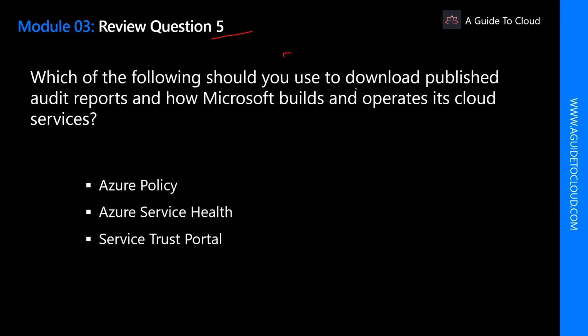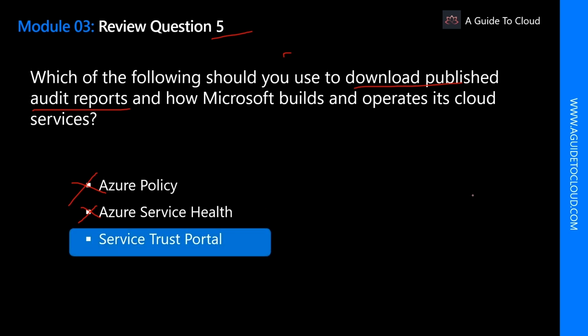So the key word here is you need to download the published audit reports. So where can you go and find these audit reports built by Microsoft related to its cloud services? Is it Azure Policy? Definitely not. Azure Policy is the policy you can create and apply at a subscription level or a resource group level, etc. Is it Service Health? No. Azure Service Health will give you details about the health of all Azure services. So the correct answer here is Service Trust Portal, or STP.